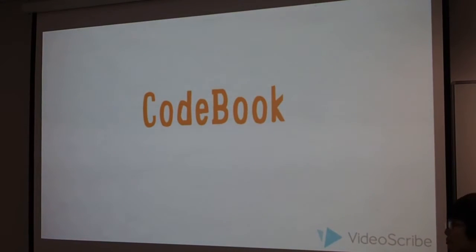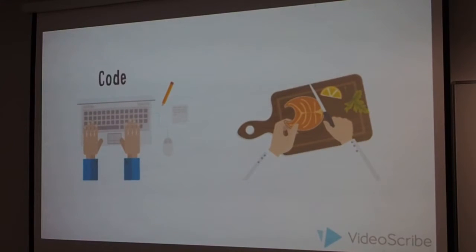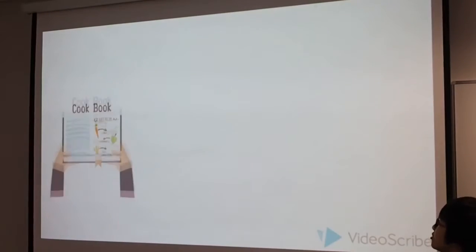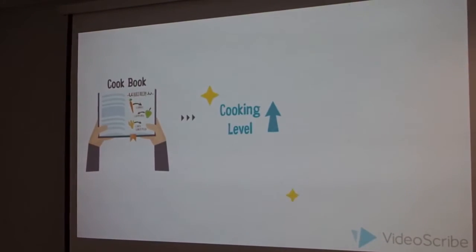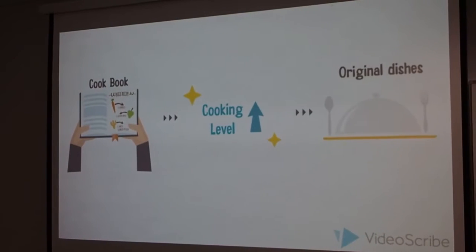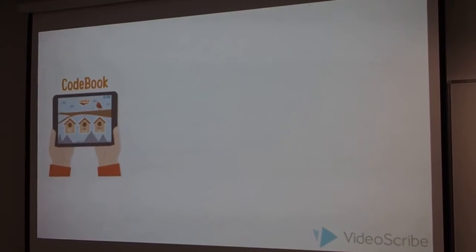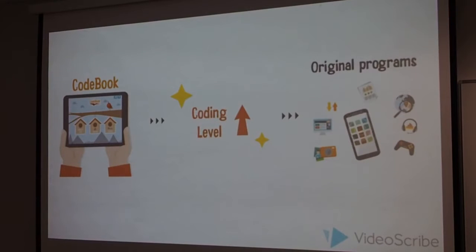We named this app CodeBook because we believe that learning to code is somewhat similar to learning to cook. When we are learning how to cook, we usually refer to a cookbook and follow it step by step, and gradually we become able to cook with some cooking skills and create our original dishes. It is just the same when learning how to code. With our app, we hope that children can learn some coding skills and become able to create their original programs.